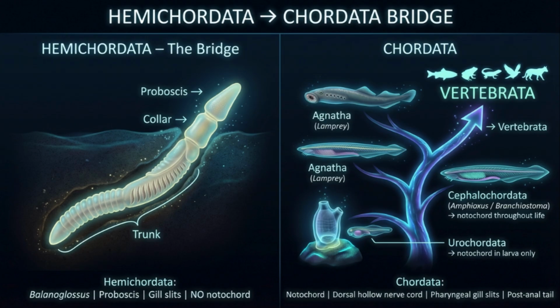Now, phylum Chordata. 4 fundamental features: notochord, dorsal hollow nerve cord, paired pharyngeal gill slits, and postanal tail. All must be present at some stage of life. Urochordata, sea squirts, Ascidia, Herdmania. Notochord only in larval tail stage, disappears in adult. Cephalochordata, Amphioxus, also called Branchiostoma. Notochord persists throughout life, from head to tail. These two together are called Protochordata. They lack a proper head and vertebral column.